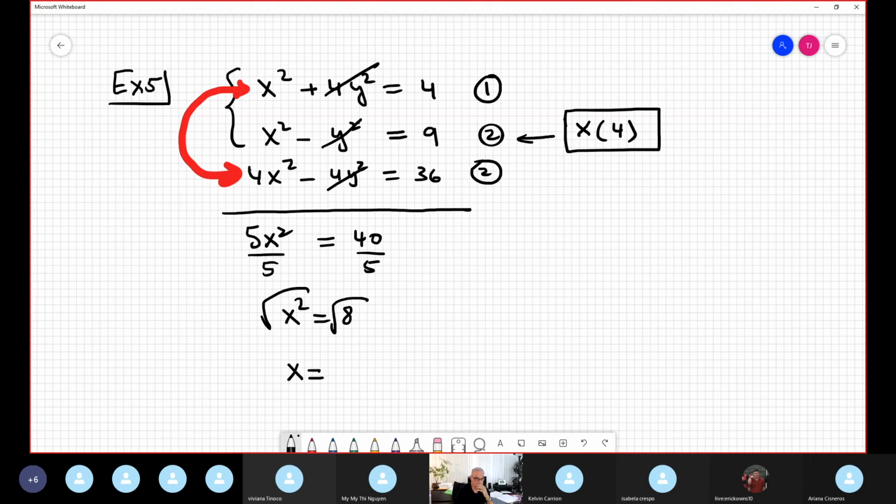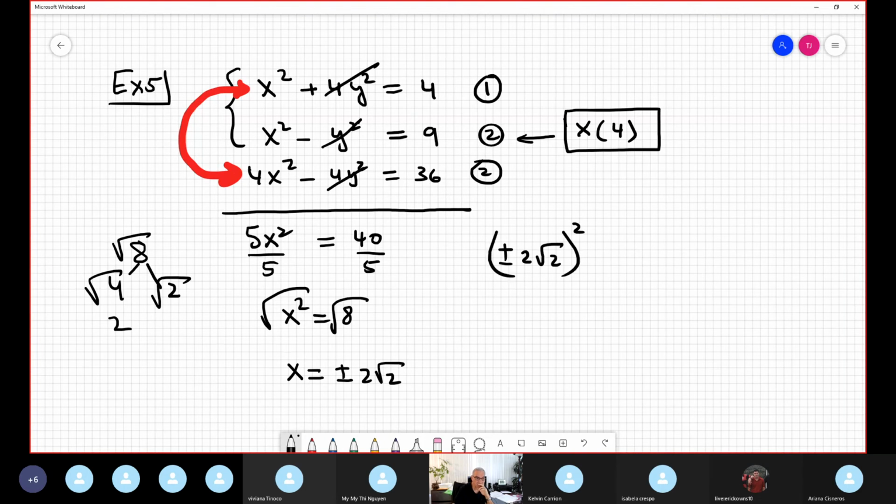X is equal plus and minus, you know, square root of 8 is square root of 4 times square root of 2, which gets 2 radical 2. Super. Now we're using, for example, the original equation 2, which is easier in my opinion. And you substitute both, because when you substitute plus and minus 2 radical 2 squared in that equation, look. Minus y squared equal 9.